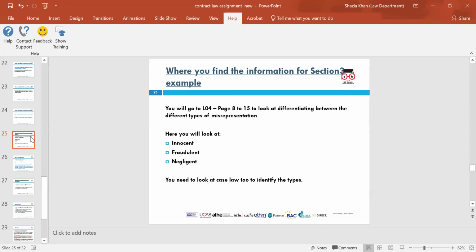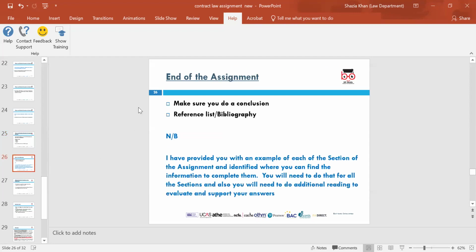So these are the examples that I've given you for section 1, section 2, and section 3 of the assignment, and it'll give you an idea of what pages they're on, and you will do the same for every other one, okay? So it's clear for you. At the end of the assignment, make sure you do a conclusion. Make sure you reference your list and your bibliography. It's so important to have a reference list or a bibliography to identify where you've got your resources from and what sources you've used.